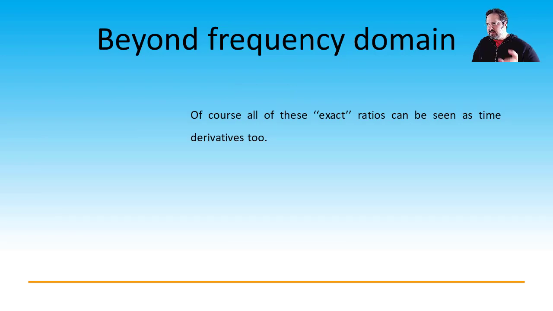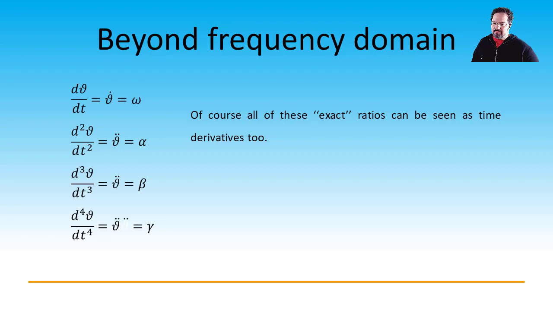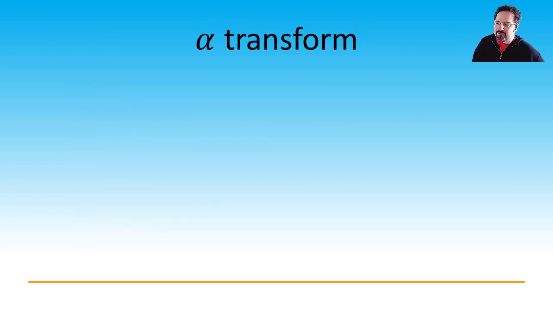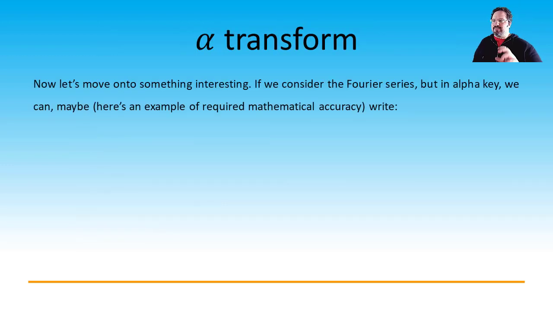Of course, all of these exact ratios can be seen as time derivatives too, and I mean these. And of course, the temporal orders can be pushed furthermore, but alpha transform. So now let's move on to something interesting. If we consider the Fourier series, but in alpha key, we can write maybe, here's an example of required mathematical accuracy. I didn't check this mathematically.